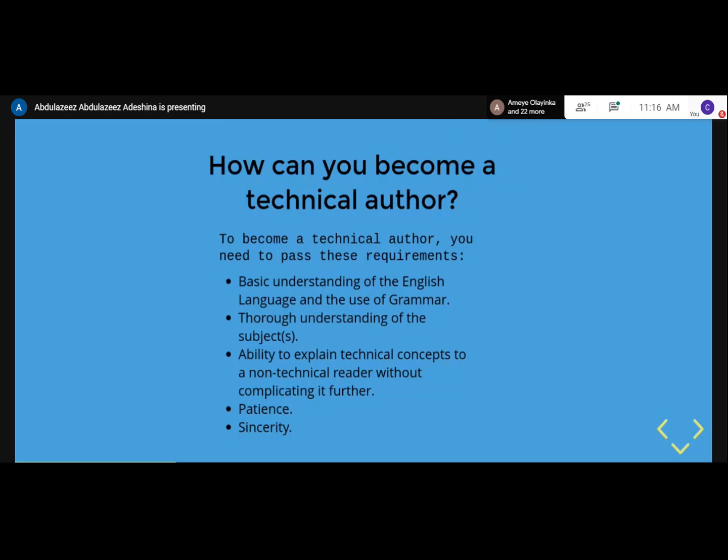Then sincerity. Honestly speaking, most content companies run checks against plagiarism, and some do not. However, it is up to you as an author to be sincere with your work and not give false information, or copy someone's code or article and present it as yours. You are tarnishing your integrity.